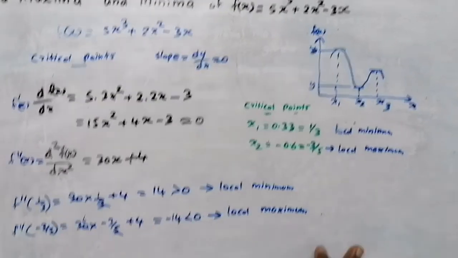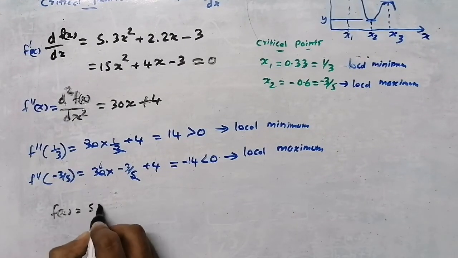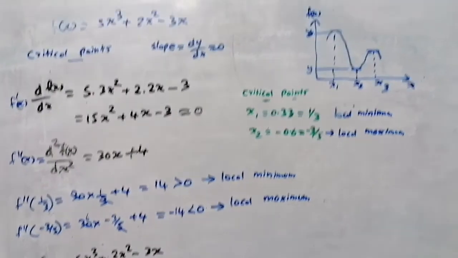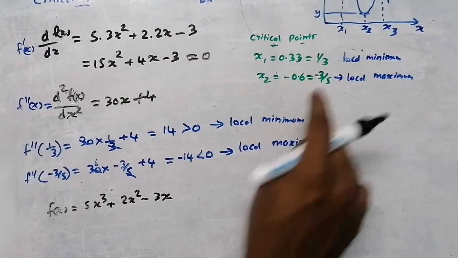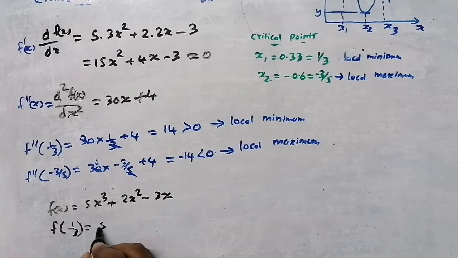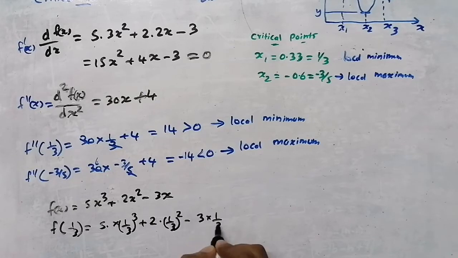See, this is my question. So my question, it is f of x. F of x is 5x cube plus 2x square minus 3x. So that was my question. I am going to put the critical points in that function. So f of, instead of x, I am going to write my first critical point, that is 1 by 3. So the equation will be 5 multiplied by 1 by 3 the whole cube plus 2 multiplied by 1 by 3 the whole square minus 3 multiplied by 1 by 3.